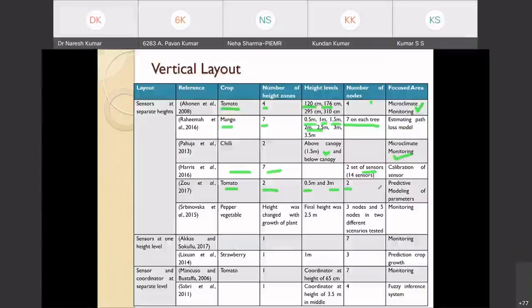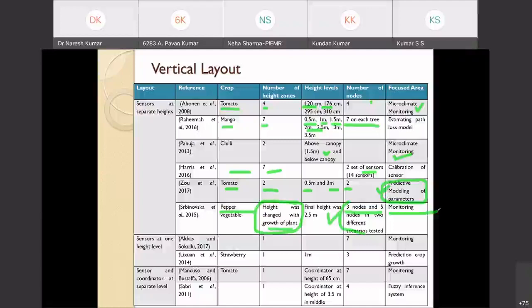That is also one of the important aspects of WSN in greenhouse. In the pepper vegetable, the height was changed according to the growth of the plant. That was the unique one: as the crop grows, depending upon the growth, the placement of sensors was changed, made variable, and there is no fixed height. For example, if we install at the ground level at the time of germination, then after a few weeks it grows up, and then we change that height. The sensor set remains the same, but it keeps on changing its height. The final height was 2.5 meter, with 3 nodes and 5 nodes in the 2 different scenarios that were tested. It was used only for monitoring purposes.